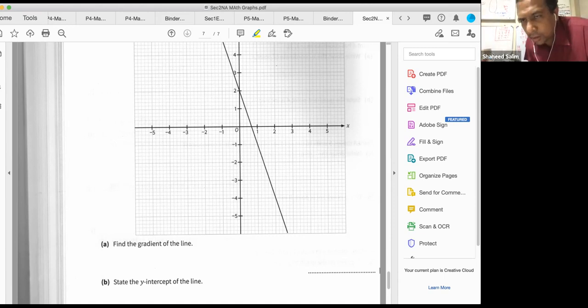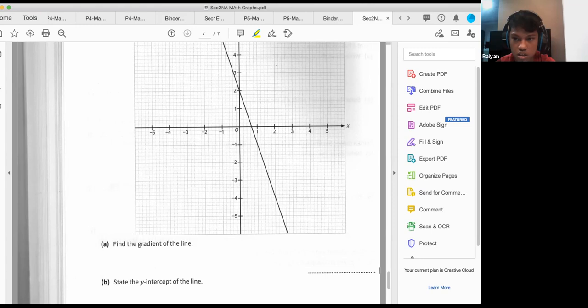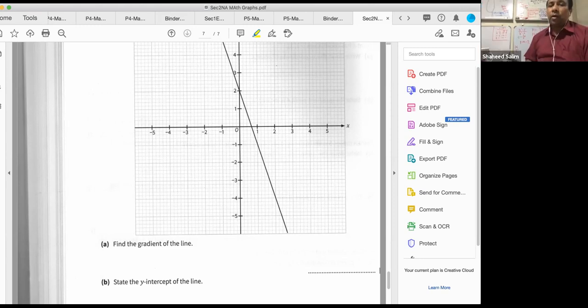Inshira, you're scratching your head. Are you okay? Are you confused? Ryan, how are you? You got the y-intercept, Ryan? 0.6. That's the gradient you're saying. What about Shafi? You got the y-intercept, Shafi? No. Okay.